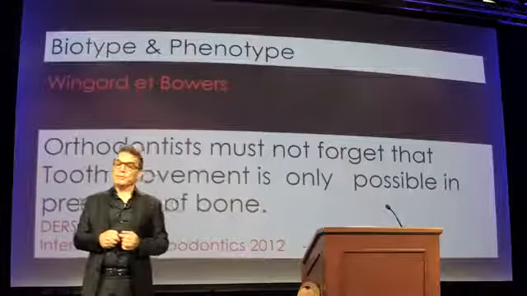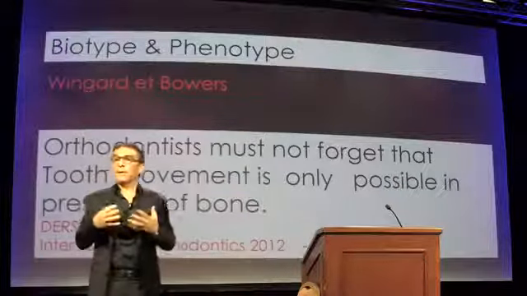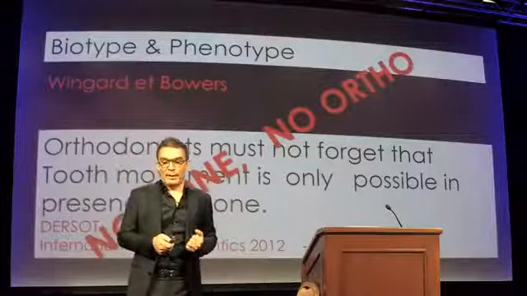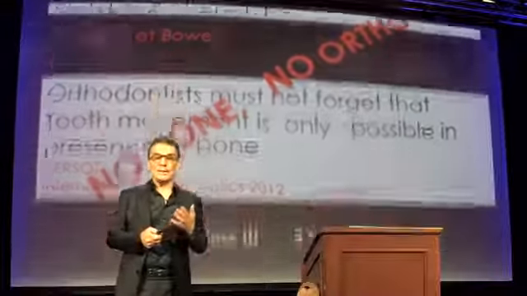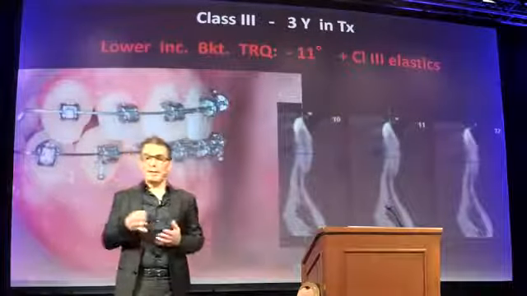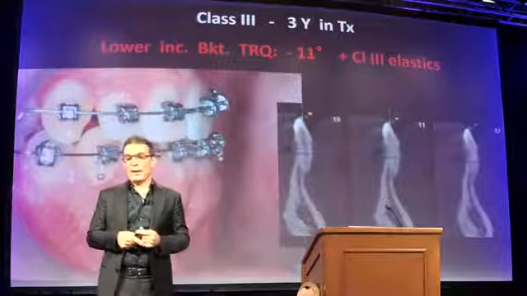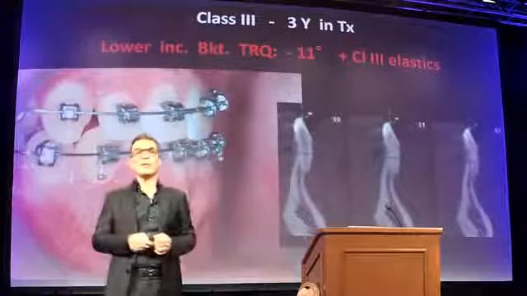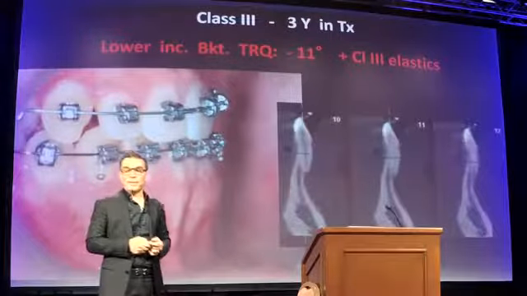I recommend you go to the work of Wennström and Bowers about the biotype and the phenotype when you make your diagnosis and when you start a case. We need to bear in mind that if we don't have bone, we don't have orthodontics, it's impossible to treat. This is another example, I can show tons of them. This patient was in braces treatment for 3 years. He had low torque on the incisors, class 3 elastics, and look at the roots of the lower incisors. This is also a little disaster.